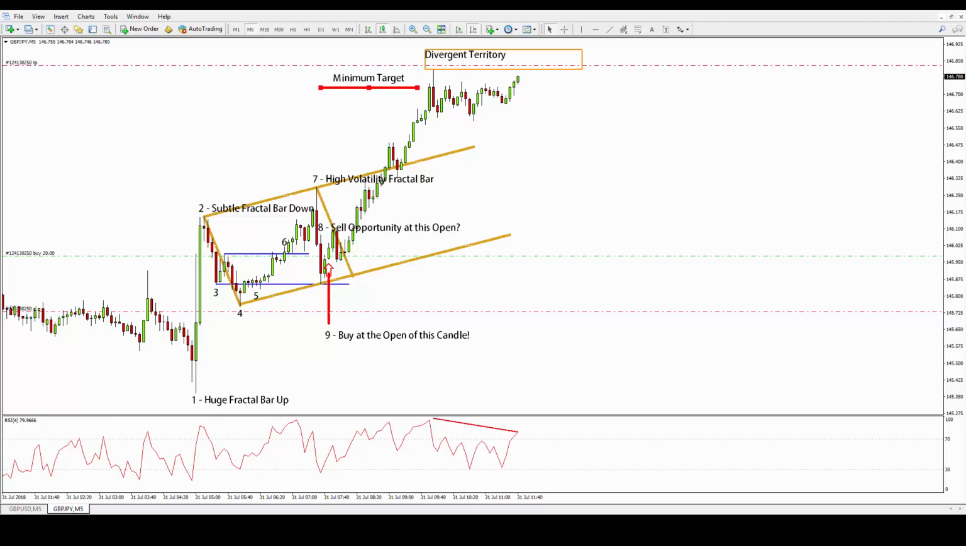Here we can see that the market went up steadily and it is now creating a simple reversal divergence, as you can observe in the relative strength index. Our target order is inside the divergent territory marked by the orange box in the top of the chart.